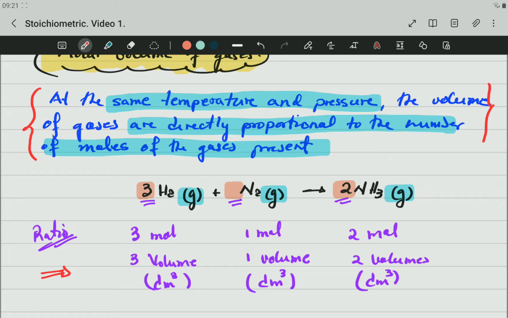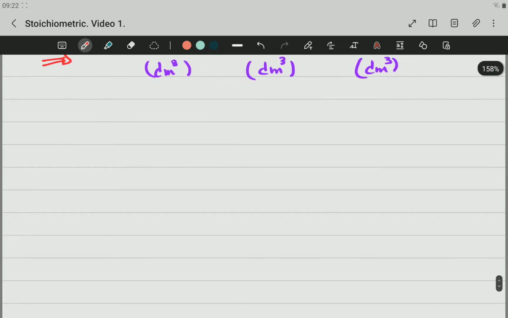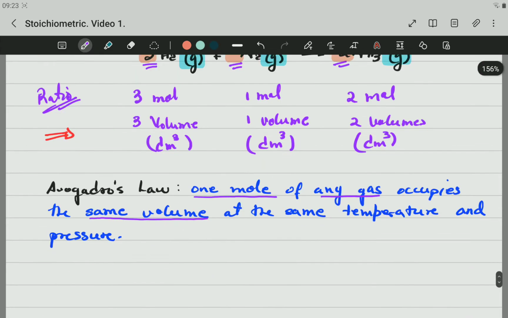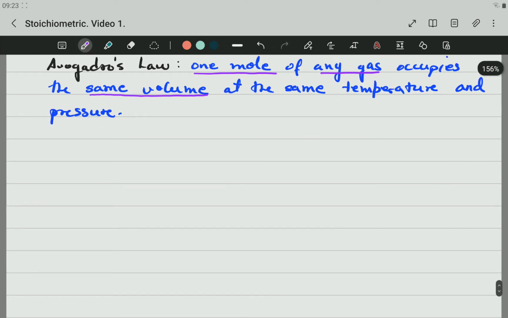Okay, so now we're going to move to a law. This law is called Avogadro's law, and it has nothing to do with the Avogadro number that we learned before. Now, what does Avogadro's law say? It says that 1 mole of any gas occupies the same volume at the same temperature and pressure. That is very, very important and is directly related to what we said here. So 1 mole of any gas will occupy the same volume.